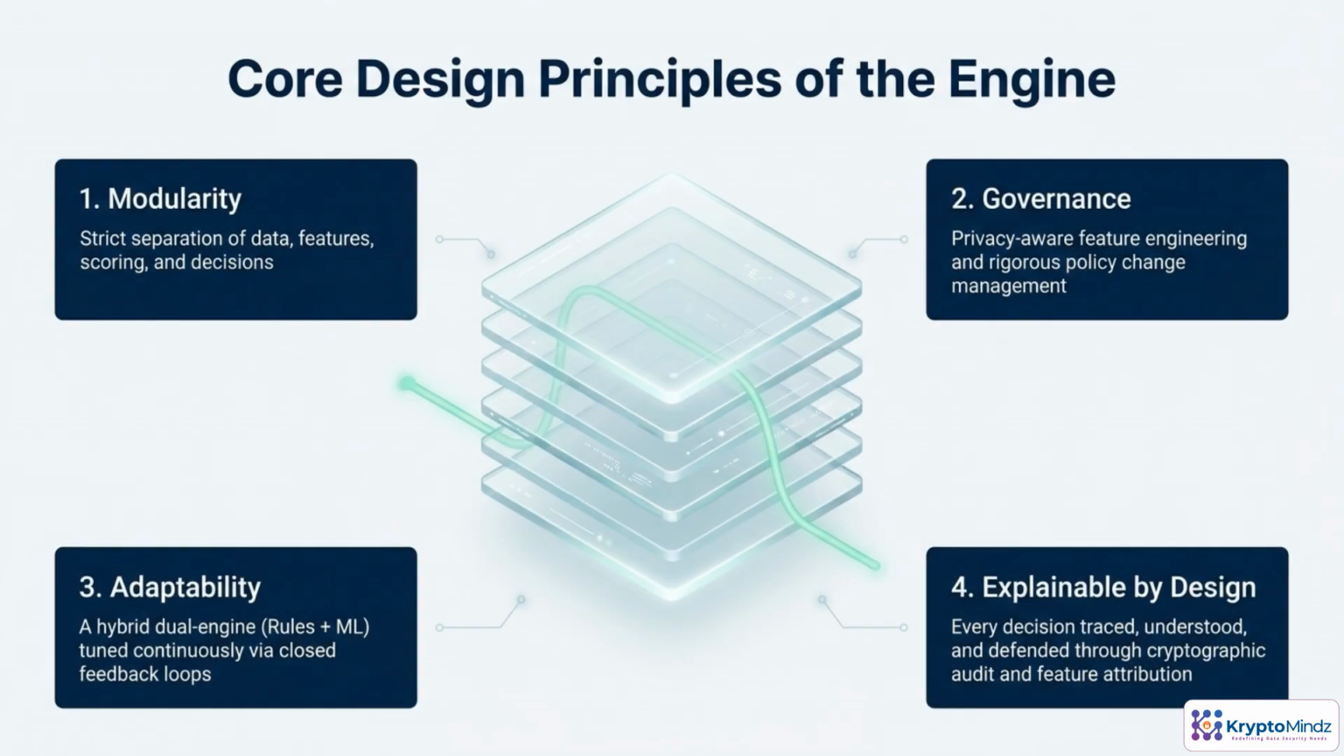When you design a risk or decision engine for KYC and AML, anchor it on four principles. First, modularity. Keep data ingestion, feature engineering, scoring logic, and final decisions as separate components. That lets you upgrade or swap parts without breaking the whole system. Second, strong governance. Treat features and rules as regulated code, with privacy reviews and controlled change management. Third, adaptability. Combine rules and machine learning and tune them continuously from feedback. Finally, explainability by design, with cryptographically verifiable audits for every decision, so you can stand behind each outcome.